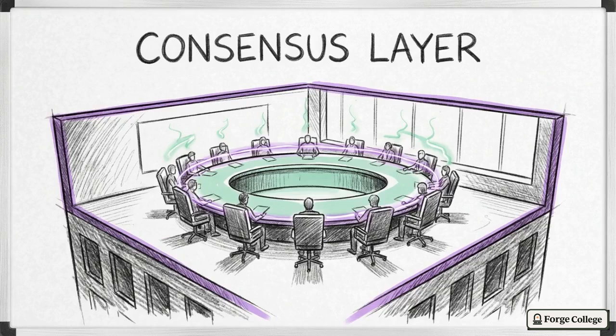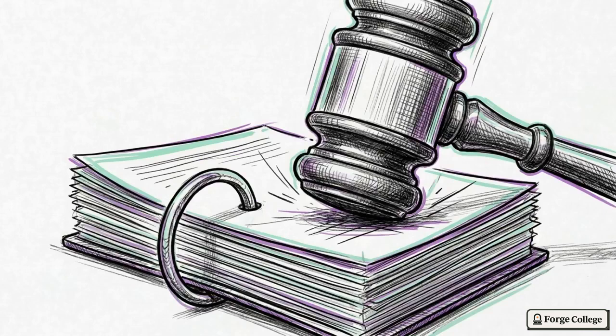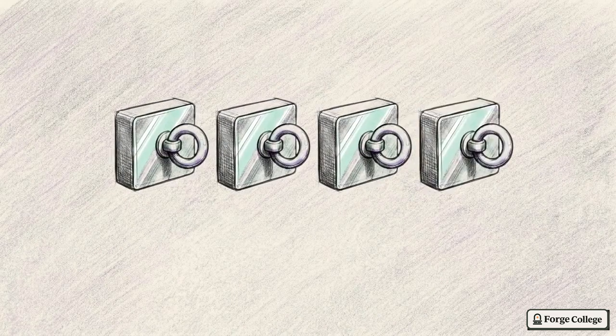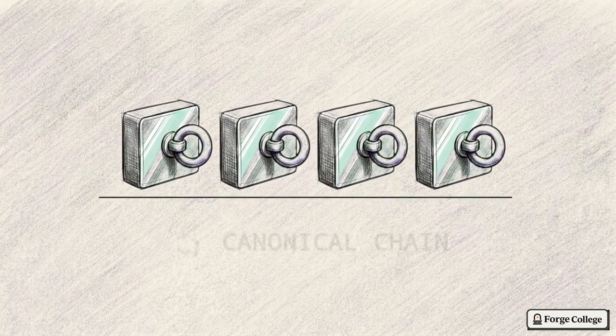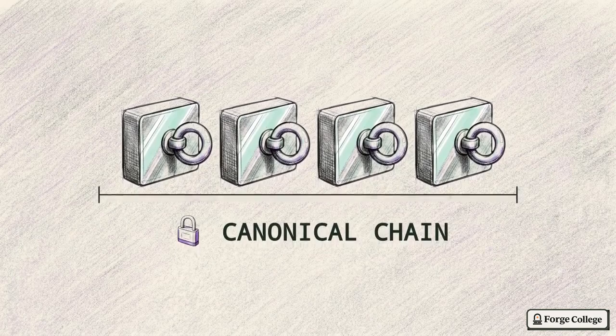Finally, we reach the top floor, the City Council. This is the consensus layer. The council's job is oversight. They vote on a block of executed transactions, cementing them into the single official timeline that everyone agrees is the truth, what's known as the canonical chain.